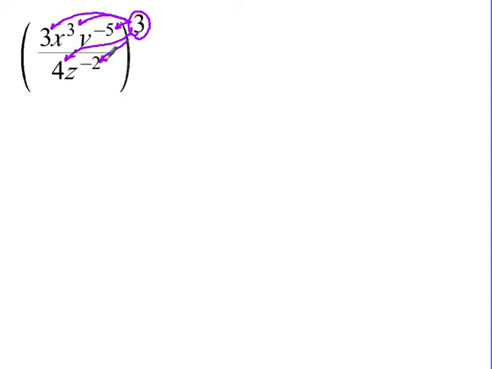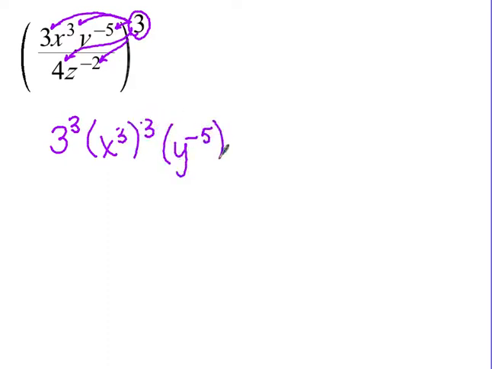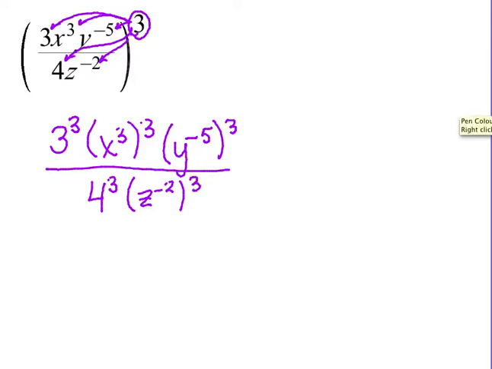So really what I end up having is 3 cubed, x cubed cubed, y to the negative 5th cubed, 4 cubed, z to the negative 2nd cubed. Okay, and so then now we need to simplify.